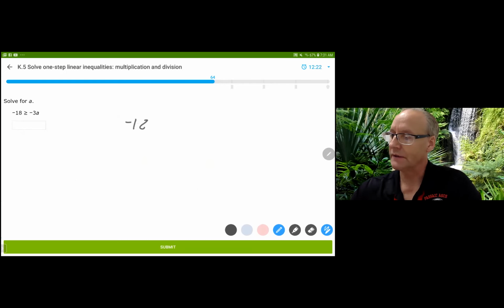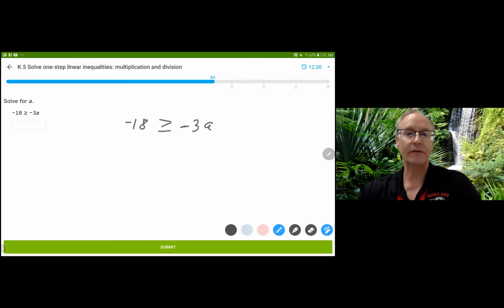First of all, I have -18 is greater than or equal to -3a. If you were going to graph this, you would have all kinds of problems. But here's what I'm going to do. I'm going to start by dividing by -3 on both sides of my inequality. Now that's going to change the sign to less than or equal to. The a stays where it is. And this is going to be +6.